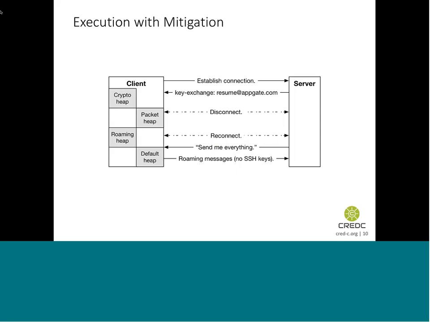The server is just going to continue requesting whatever's in the buffer. But on the client side, we are able to isolate what is in the roaming buffer from what is in the crypto buffer. So even if the keys don't get cleared from the crypto heap, they are still isolated from whatever is in the roaming heap. And any accesses outside of the roaming heap from roaming code would be caught by the kernel and not allowed.